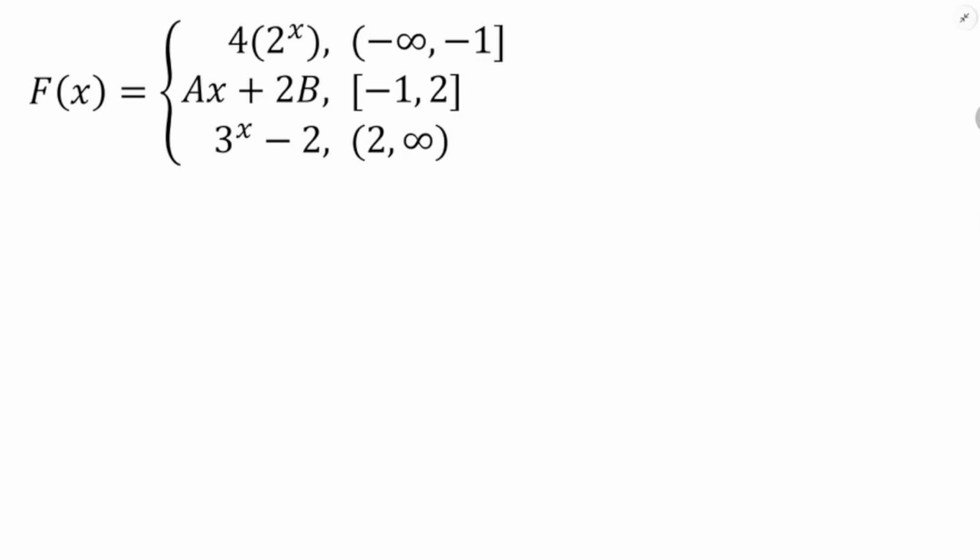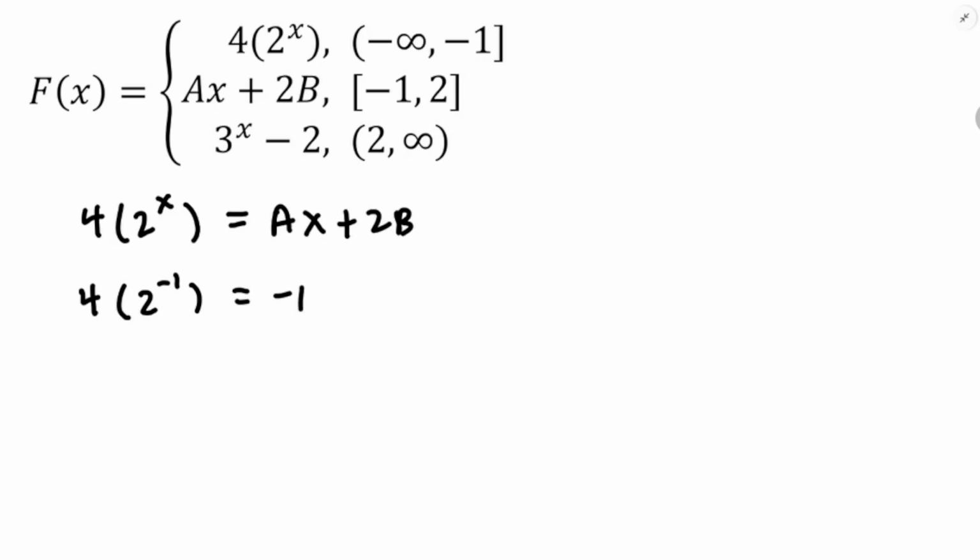Okay, I don't think this is all that different. 4 times 2 to the x is going to need to equal ax plus 2b. And we're going to plug in x equals negative 1. So 4 times 2 to the negative 1 power equals negative 1a plus 2b. Then I'm also going to need ax plus 2b to equal 3 to the x minus 2, where x equals 2. I mean, I guess it's not untrue, but I think it would probably be more proper to make that one a parenthesis, or the other one a parenthesis, don't really matter.